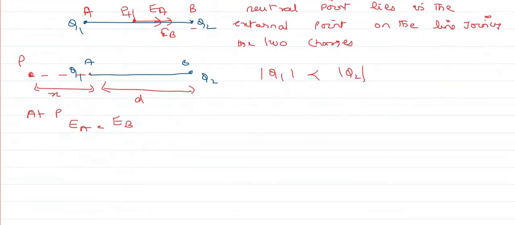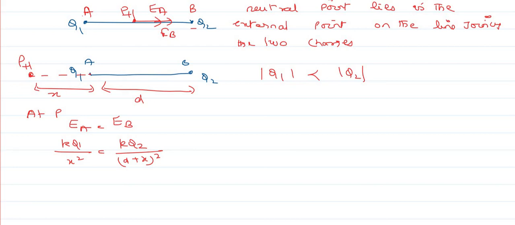And if you forgot the procedure, you can just use the formula. What is EA? K Q1 by x square. And that will be here, K Q2 by d plus x the whole square. Then further with the given values, you can solve it easily. It will take maximum 1 or 2 minutes.